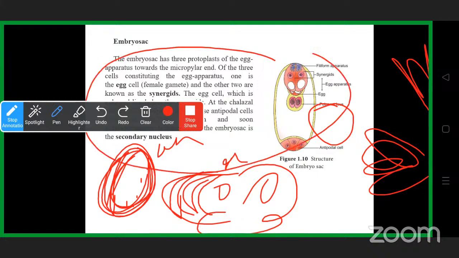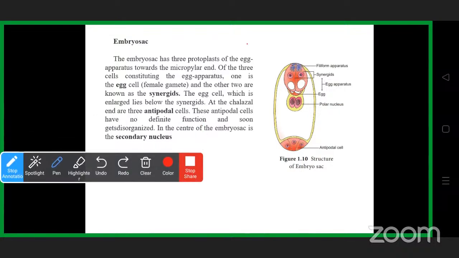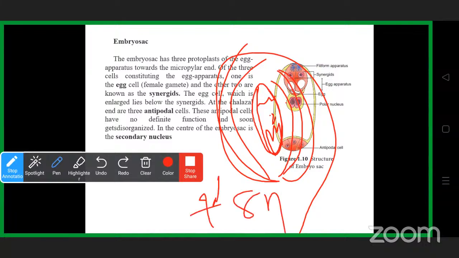And then the main important part in the ovule is the embryo sac, that means the female gametophyte. The embryo sac or female gametophyte is present inside the ovule at the middle: integuments, nucellus, and embryo sac. We have studied the types and structure of the embryo sac. The embryo sac is a 7-celled, 8-nucleate structure. That is that. Okay.